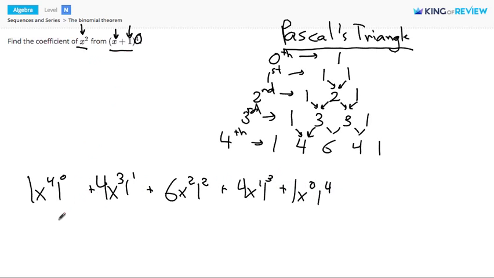Now let's do a bit of math here. 1 to the 0 is 1. 1 times 1 is 1, so this is just x to the fourth. 1 to the first is 1, times 4 is 4, x to the third. 1 squared is 1, times 6 is 6. Now we could keep going, but we just answered our question. Remember, we only wanted the coefficient of x squared, and we just figured out that's going to be 6. So 6 is our answer, thanks to Pascal's triangle.